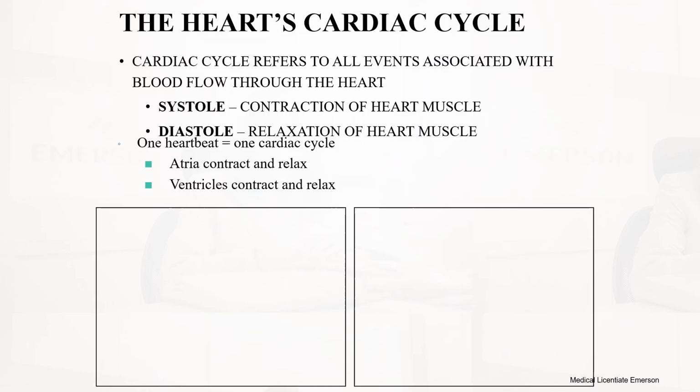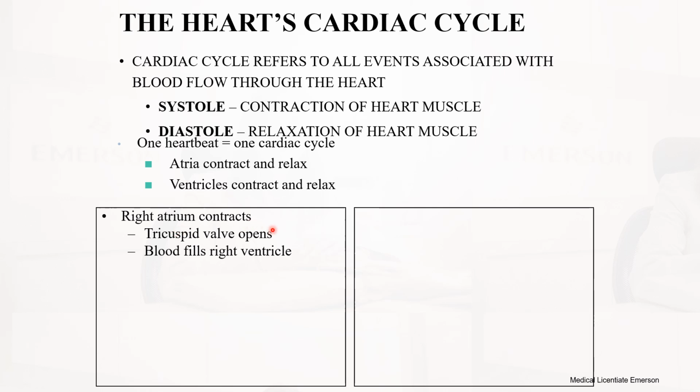Okay, so the cardiac cycle refers to all events associated with the blood flow through the heart. Systole is the contraction of the heart. Diastole is the relaxation of the heart muscle. So systole, the contraction of the heart; diastole, relaxation of the heart. One heartbeat is equal to one cardiac cycle. Then the atria contract and relax, and the ventricles also contract and relax.